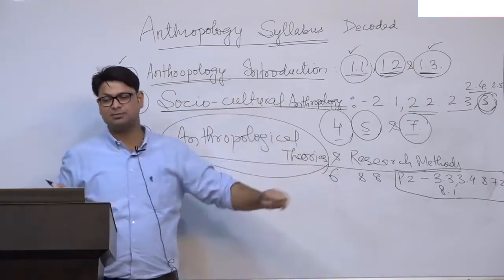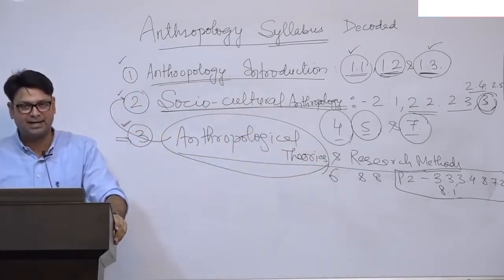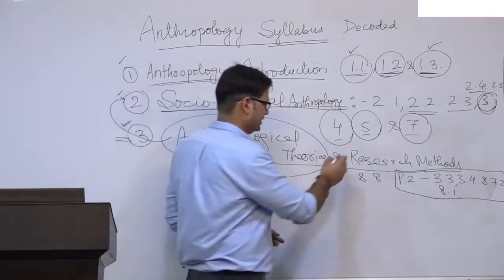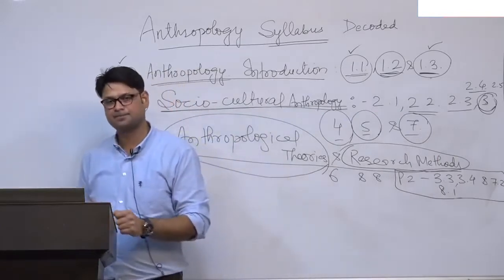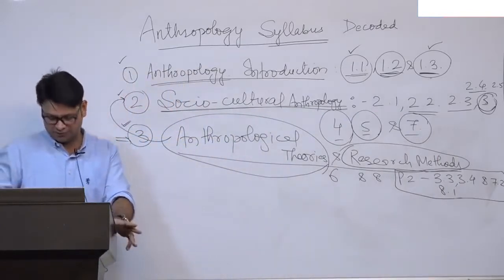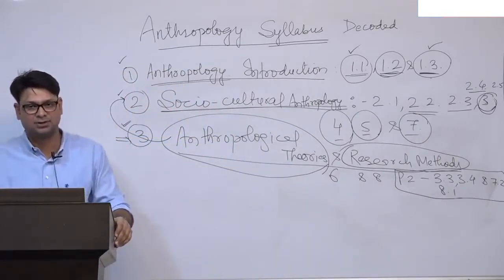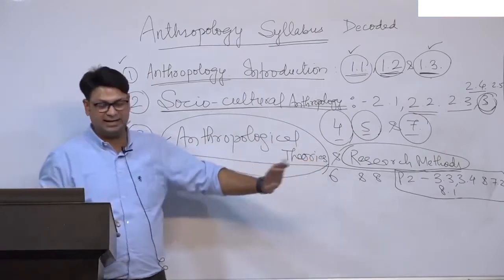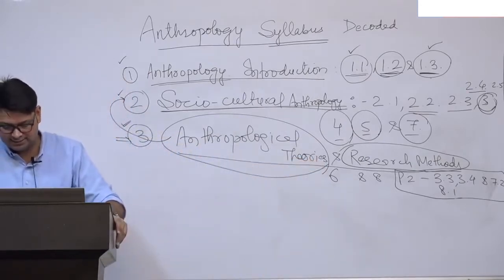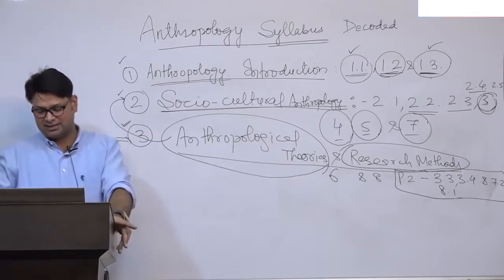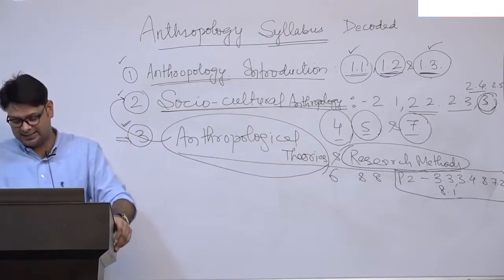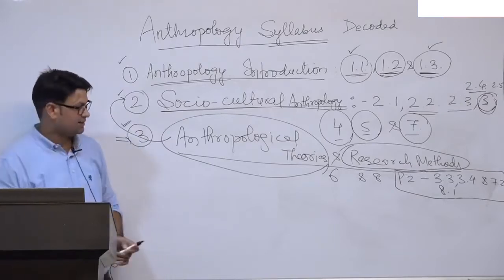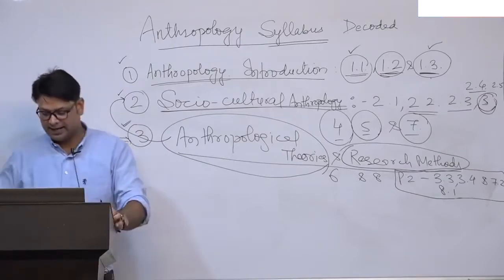Then we have some research methods. These research methods basically are used in research in sociocultural anthropology. So, various ways of data collection, all these things we are going to study in research methods. We will try to understand what is the difference between method, methodology and technique. That is that thing.